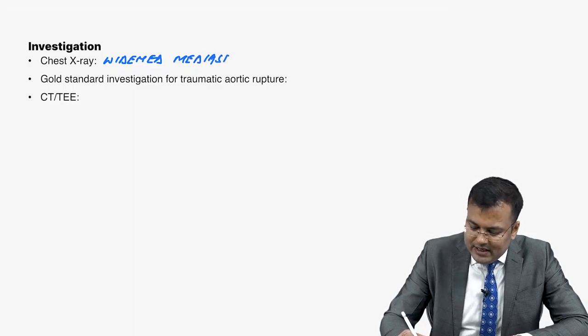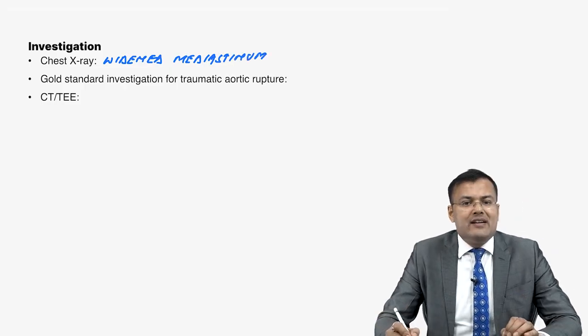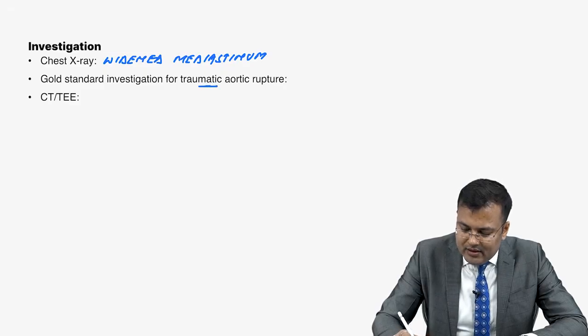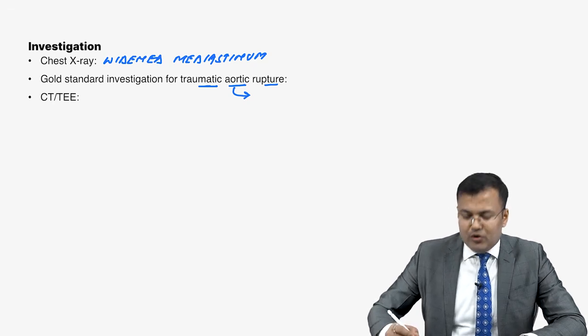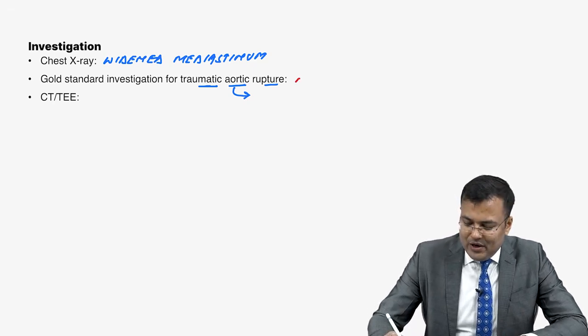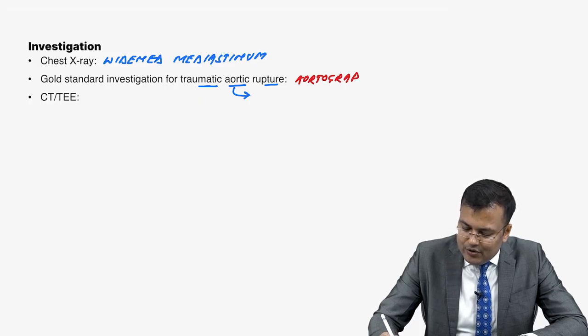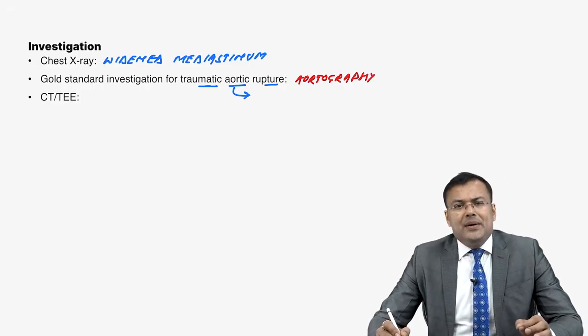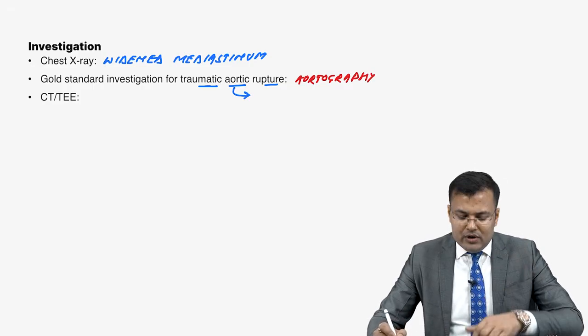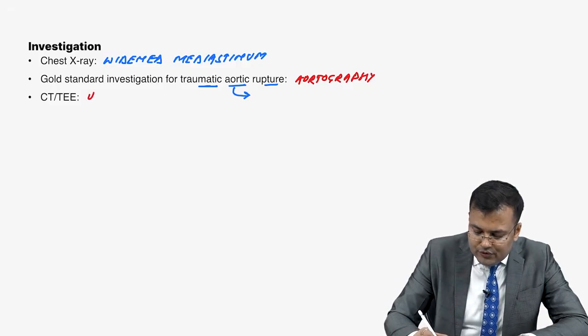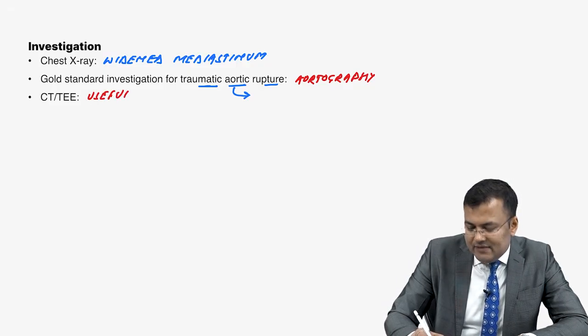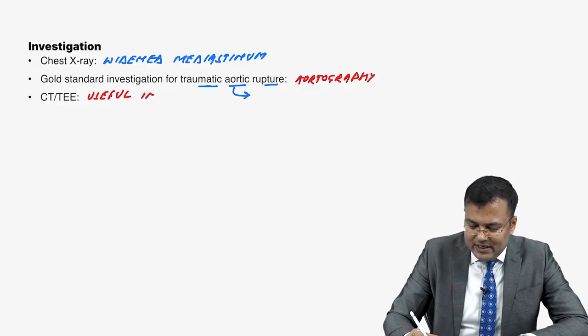So can you tell me what is the investigation which is gold standard? Gold standard investigation for traumatic aortic rupture is aortography. And CT or transesophageal echocardiography are also useful in diagnosis.